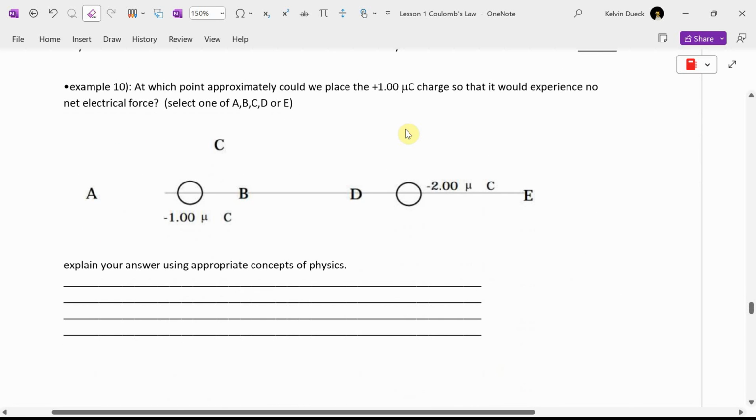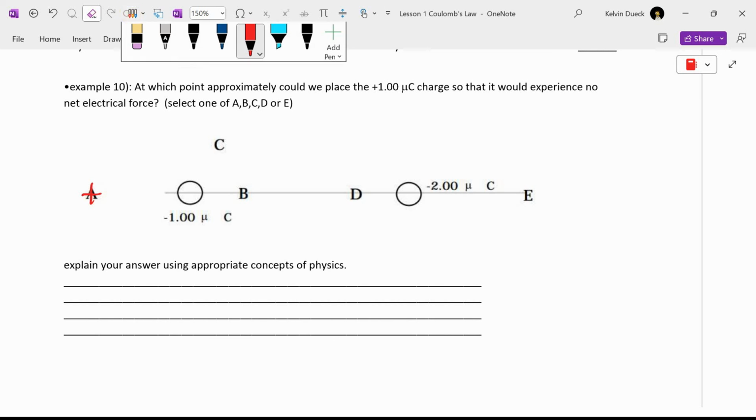Next page. Oh, here's a nice little thought puzzle. It says this. At which point approximately could we place a positive charge so that it would experience no net electrical force, so the force would cancel? It says select one of A, B, C, or D. I'm going to go systematically here. Let's try putting a positive right there. Let's figure this out.